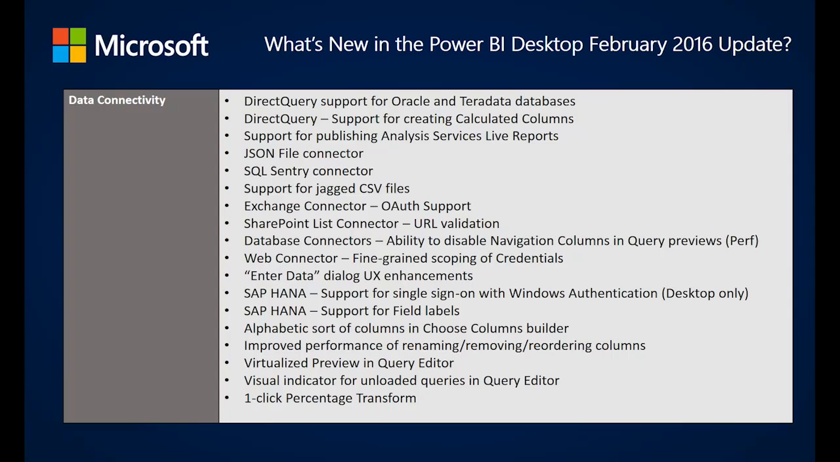The next new item this month, going back to the list, is a set of improvements to the database connectors. This allows you to disable navigational columns when you are connecting to databases. Navigation columns are extremely useful when you try to either expand or aggregate fields from a related table in a database. So for instance, if you're looking at a customers table that has relationships to an orders table, you could see these navigational columns in the customers table to orders, so that you could expand fields from the orders table.